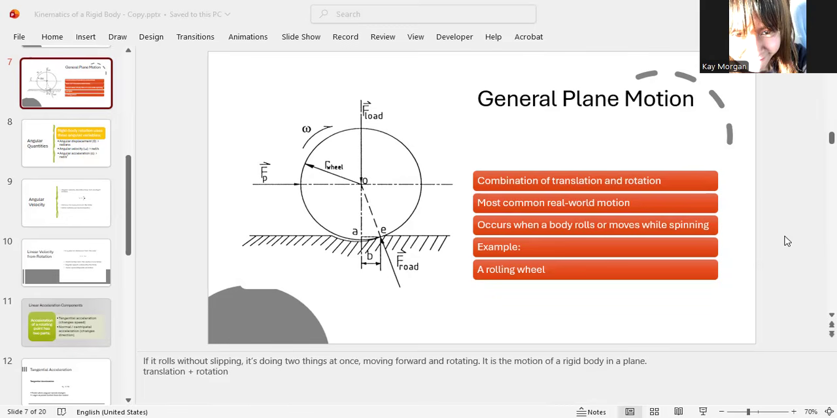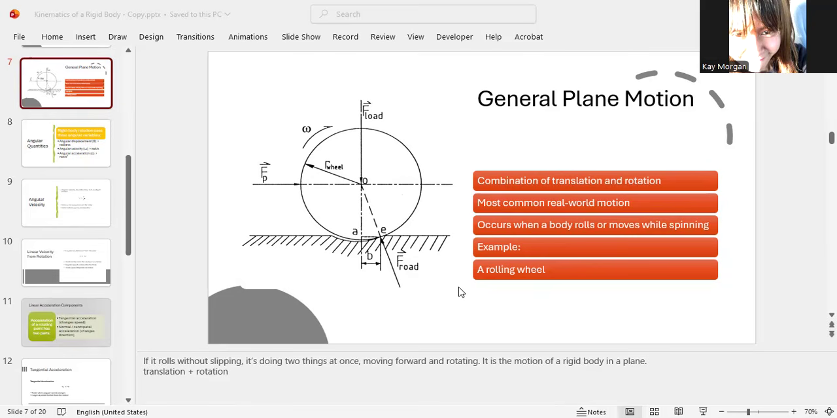As the wheel rolls, the center of the wheel translates forward, while the wheel itself rotates about its center. So if the wheel rolls without slipping, it is doing two things at once, of course, moving forward and then rotating. That combination is what defines general plane motion. The motion happens entirely in a plane, which is why we call it general plane motion.